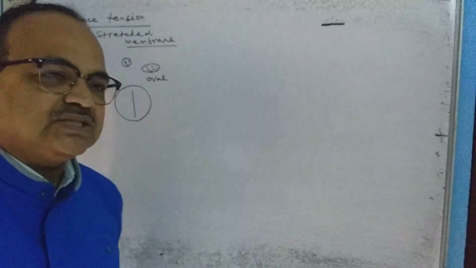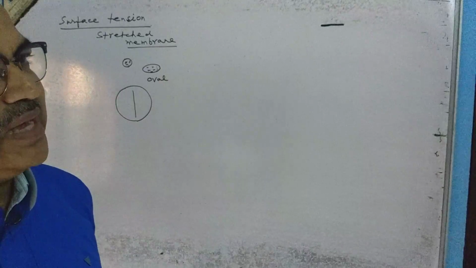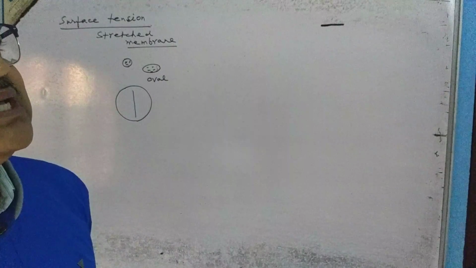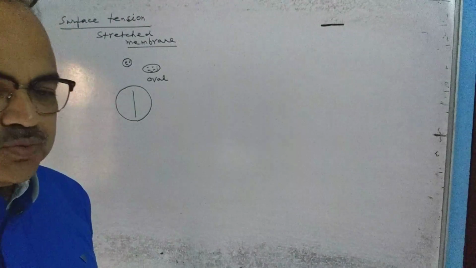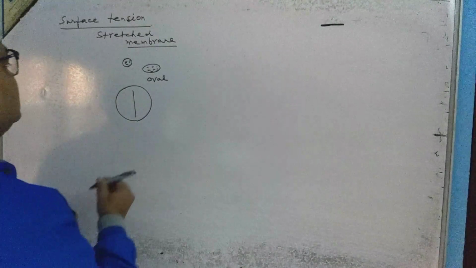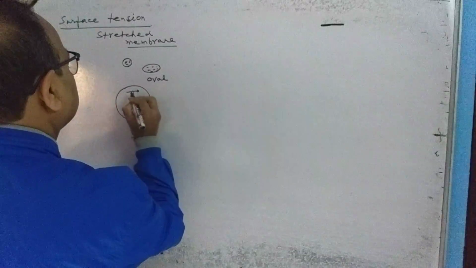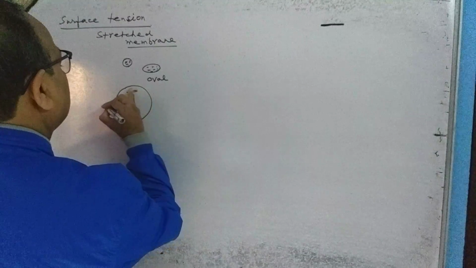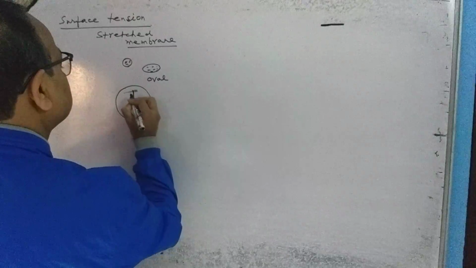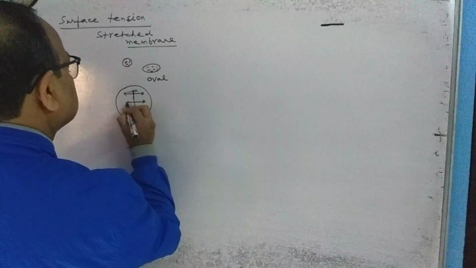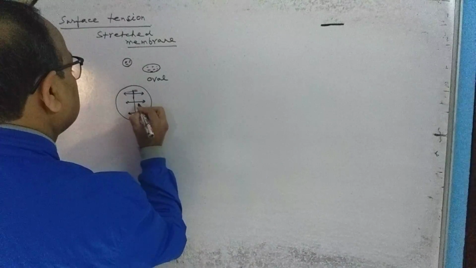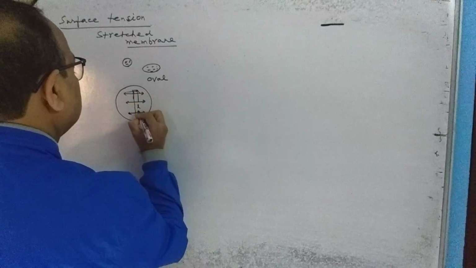It is measured as the force per unit length of an imaginary line drawn on the surface of the liquid. Like this. See. Look, I draw the figure in this way. Try to follow me first. The figure has been drawn like this. Look, I hope you can see very easily.